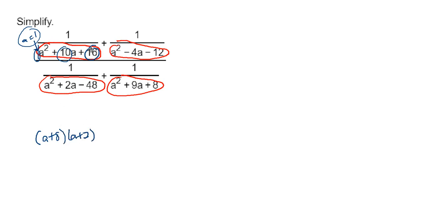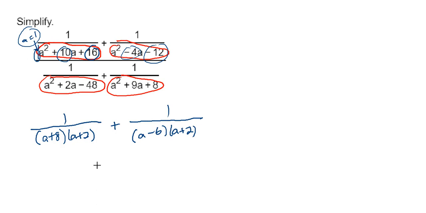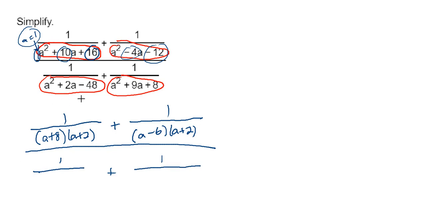Right? 8 times 2 is 16. 8 plus 2 is 10. The numerator there will still be a 1. Plus, we'll do the same thing for the second fraction. Two numbers that multiply to negative 12 and add to negative 4 would be negative 6 and positive 2, and there'll still be a 1 on top here. All right. That whole thing is over. We'll have 1 over here, and then we'll have plus sign 1 over here.